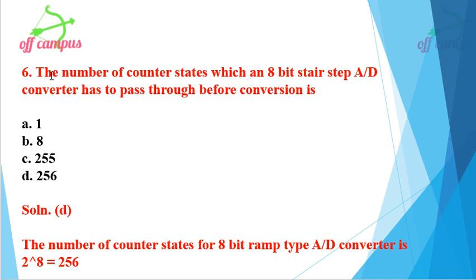Then question number 6. The number of counter states which an 8-bit stair step AD converter has to pass before conversion is complete. We need to find the number of counter states for an 8-bit ramp type AD converter. The formula is 2 power n, so 2 power 8 is equal to 256. Option D, 256, is the right answer for this question.